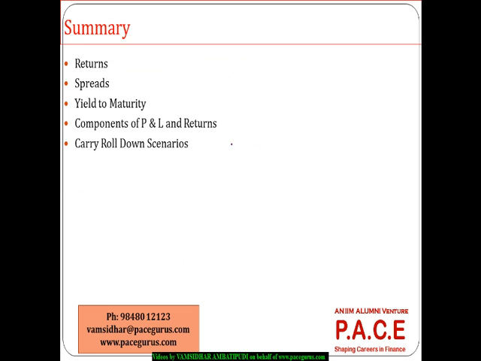So overall, we have had a good understanding and discussion with respect to the returns. We have understood the spreads comfortably. We have seen what yield to maturity is. We focused a little bit more on understanding the components of the P&Ls and the returns and the different scenarios associated with the carry roll down situation. So this is what we need to be comfortable with in terms of the return spreads and yield to maturities. A little bit more focus on doing more practice problems will give us a hold in terms of computing an appropriate profit and loss statement for the investment returns of the bond, right?